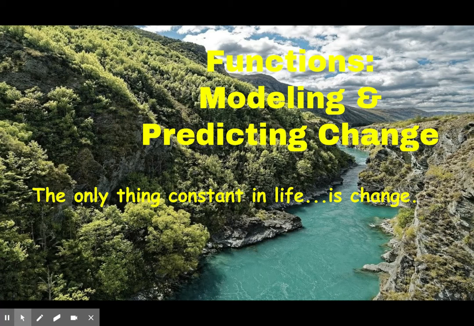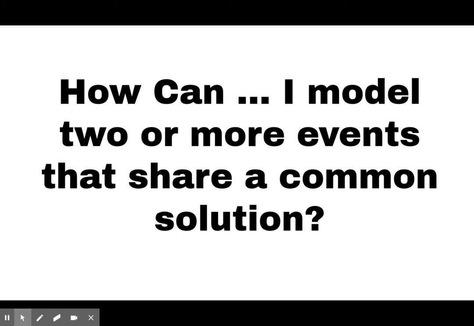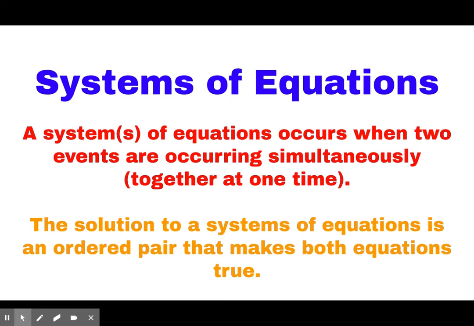So systems of equations is what we're learning about now, which is part of our overall theme of functions about modeling and predicting change. So here's where we left off from yesterday and have been studying this week: how can I model two or more events that share a common solution? And so we realize this is what we call a system of equations. So there's our definition again about what a system of equations is.